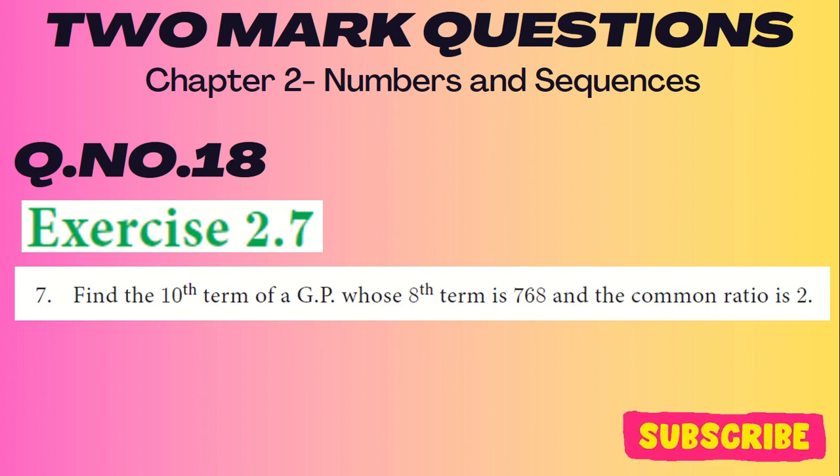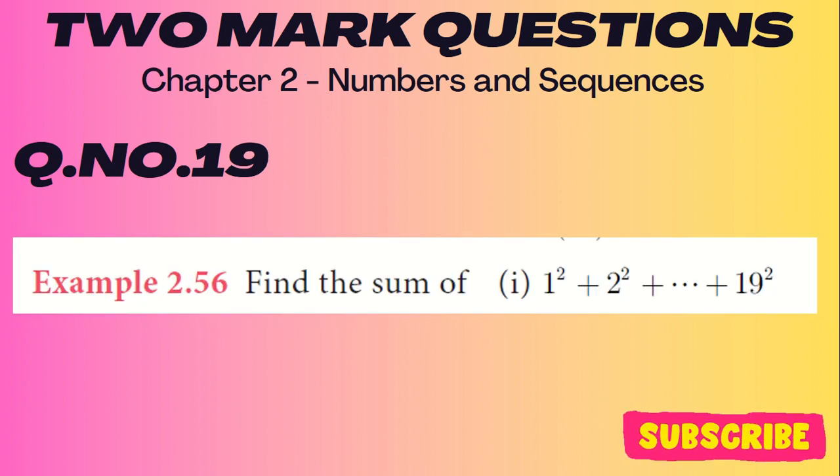Question number 18, exercise 2.7: find the 10th term of a GP whose 8th term is 768 and the common ratio is 2. So we need to find the 10th term of a GP whose 8th term is 768 and the common ratio is 2. Let us go to question number 19, example 2.56.